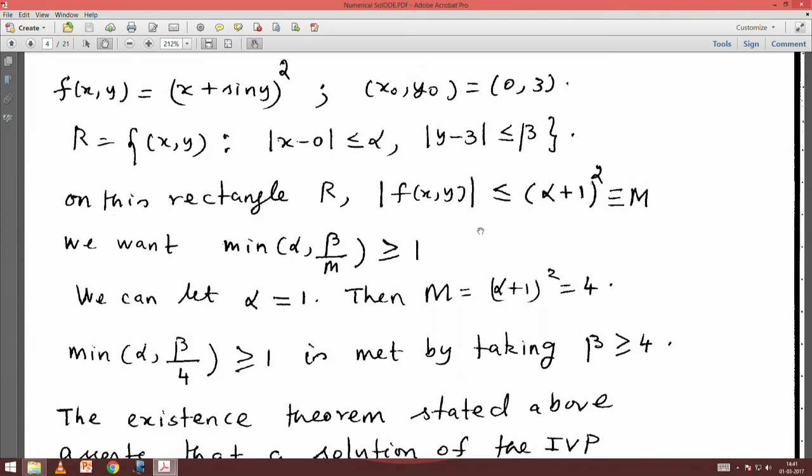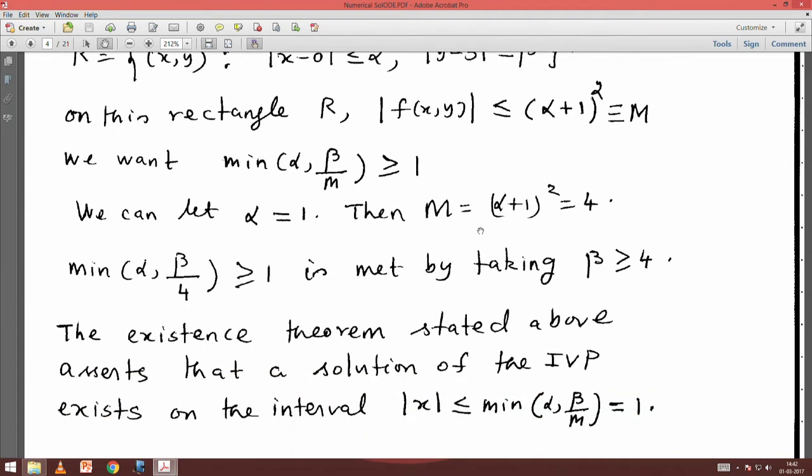And what is it that we want? We want the minimum of alpha comma beta by M to be greater than or equal to 1, because what does the problem say? Show that the solution exists in an interval minus 1 to 1, right. So, we can let alpha be equal to 1, and since capital M is (alpha plus 1) the whole square, which is 4 in this rectangle R, minimum of alpha comma beta by 4 greater than or equal to 1 can be satisfied by taking beta to be greater than or equal to 4.